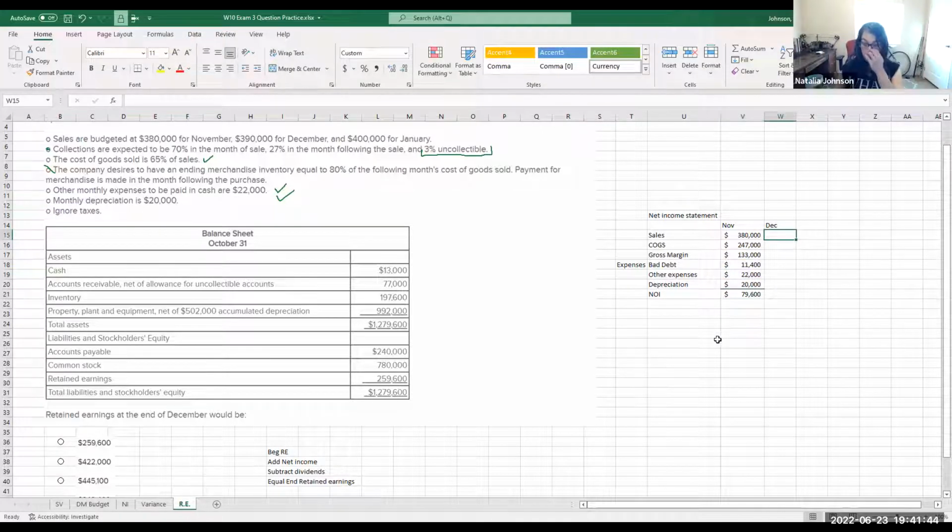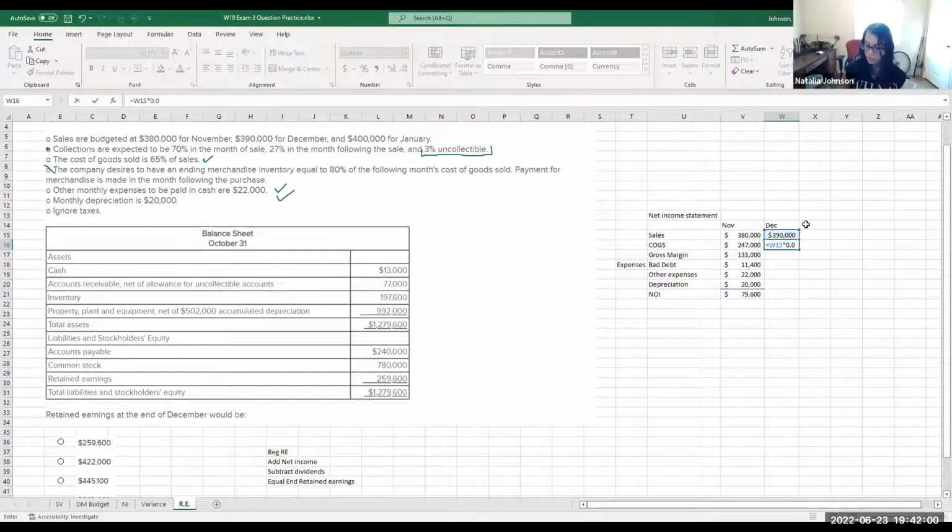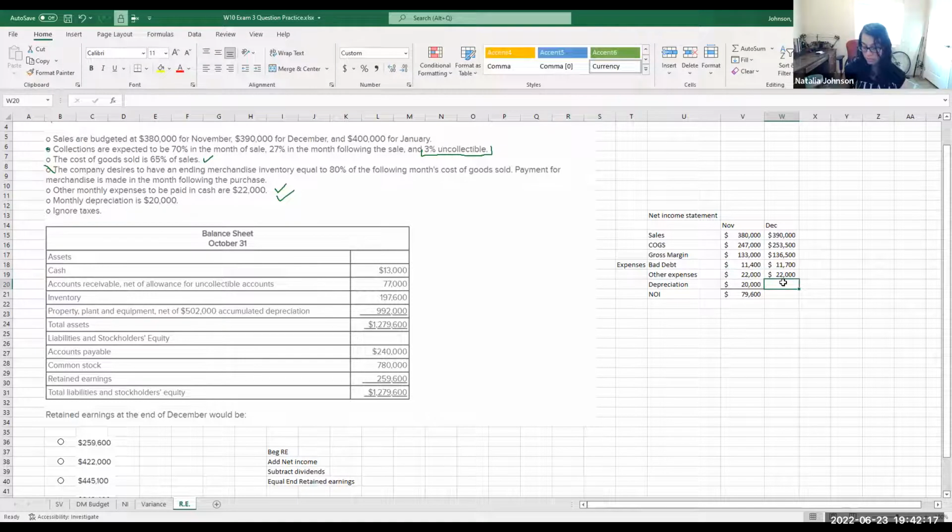Now we're going to do the same thing with December. Sales for December is 390,000. Be careful not to use the 400,000, because that's for January. Cost of goods sold again is 65%. Bad debt is 3%. These other expenses are fixed costs, they stay the same. And then the net income.